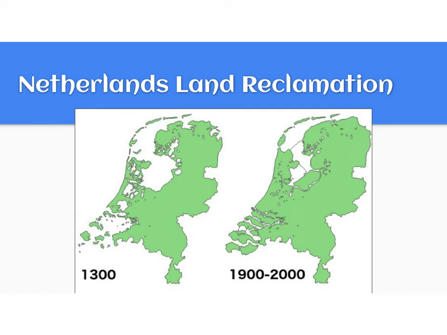So here, I love this map. Take a minute and just look at this map. So in 1300, so 700 years ago, this is what the coastline of the Netherlands looked like.